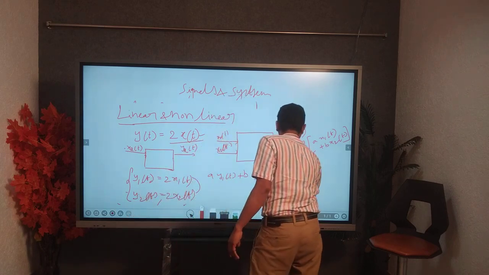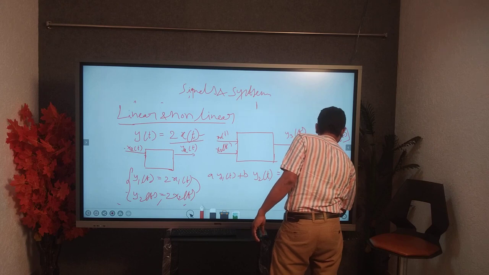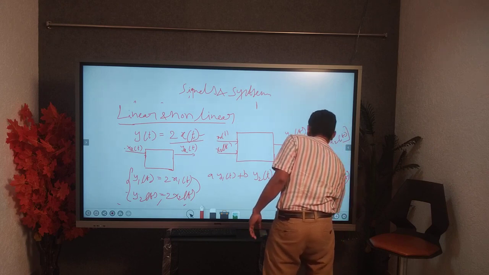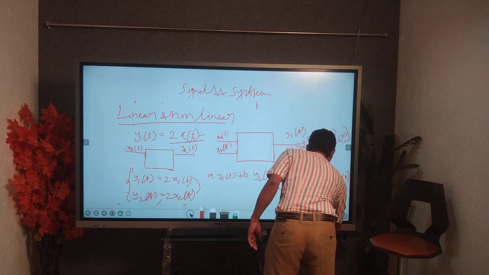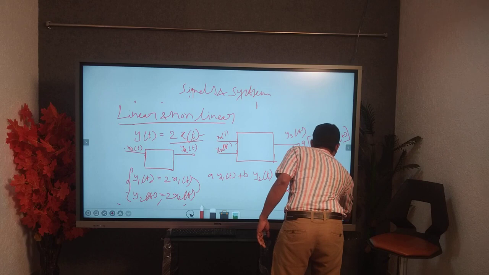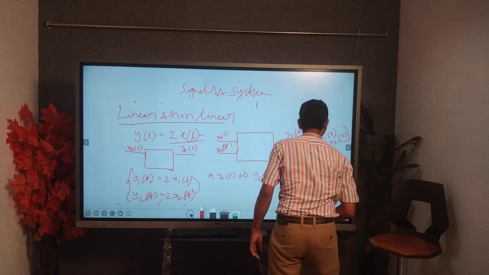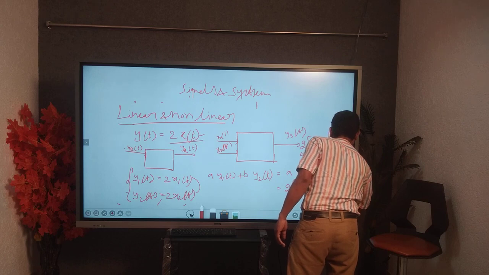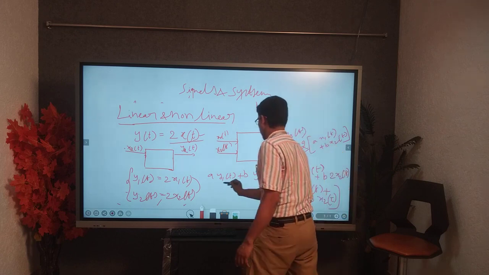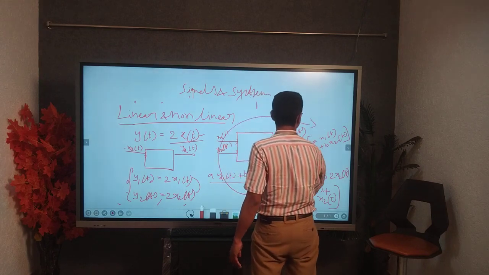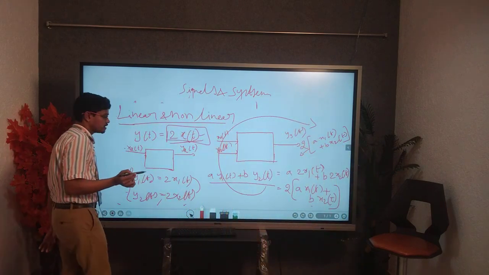That means a into y1 of t is 2 x1 of t plus b into 2 into x2 of t. In this we take 2 as common, then a into x1 of t plus b into x2 of t. So the individual response equals the total response, then the given system is linear, otherwise the given system is non-linear.